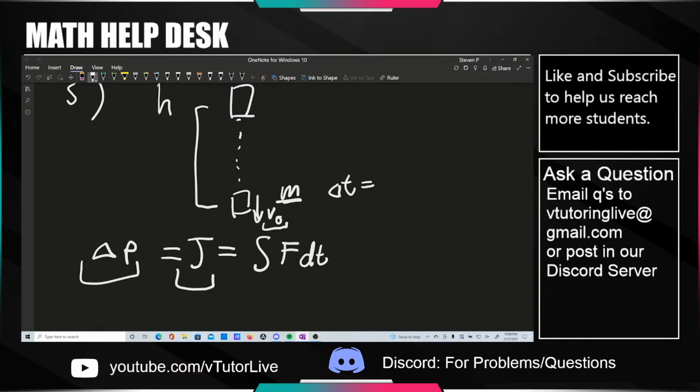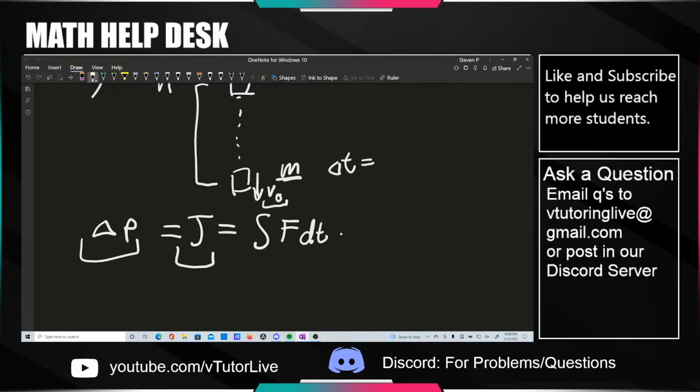Now it's asking for average force during the collision, right? So F dt is basically equal to F average times delta time. And that's this delta time we had over here. Because we know the impulse from part A, just set that equal to F average times delta t and solve for F average. Simple enough, right? That's just like the last problem.